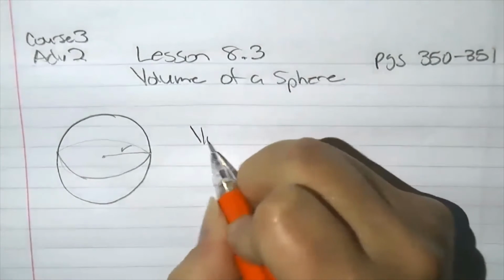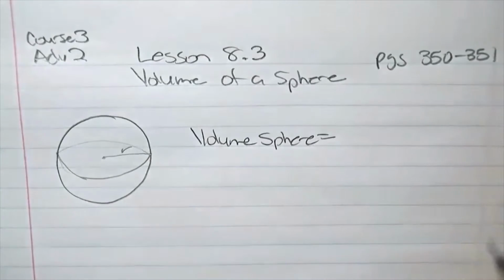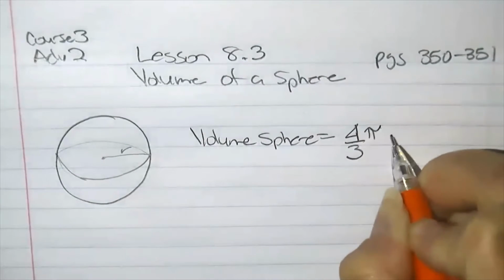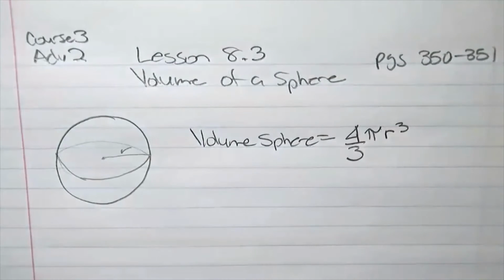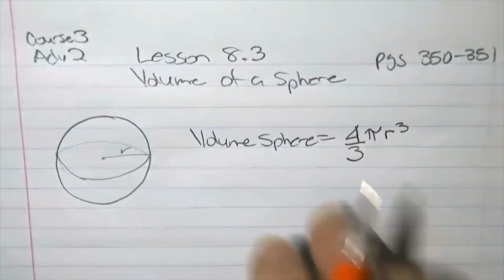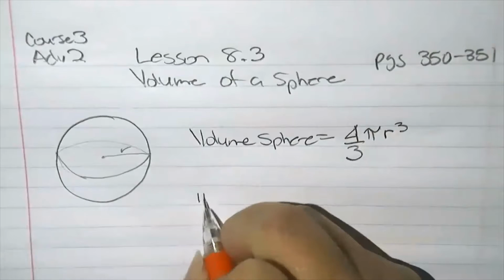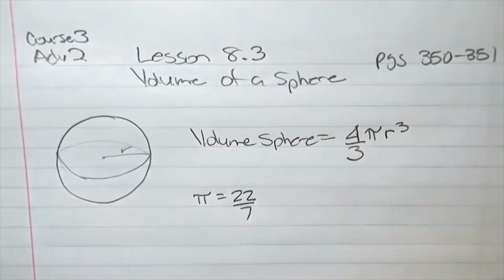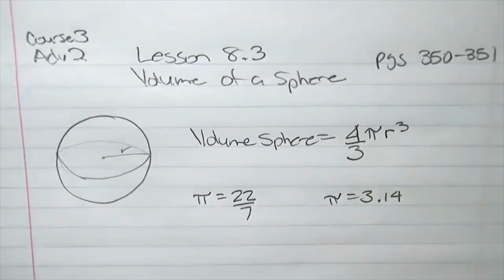Now, the volume of a sphere is equal to 4/3 pi r cubed. Okay, this looks ugly, but it's not that bad. We need to remember that pi is equal to 22/7. Pi is also equal to 3.14.